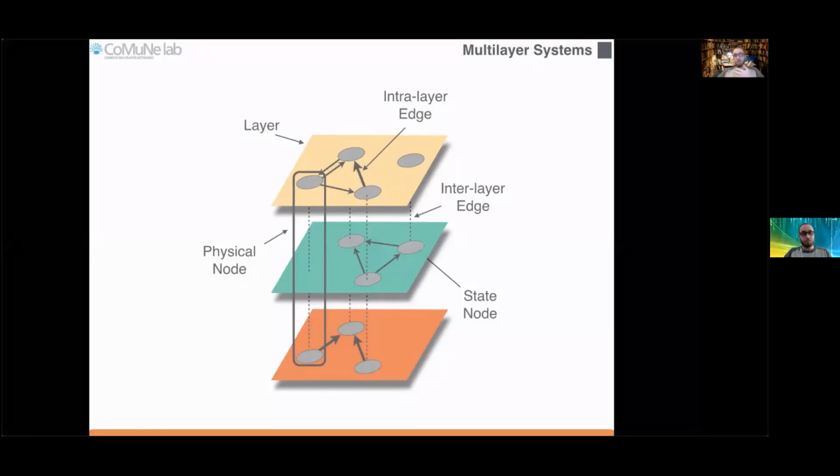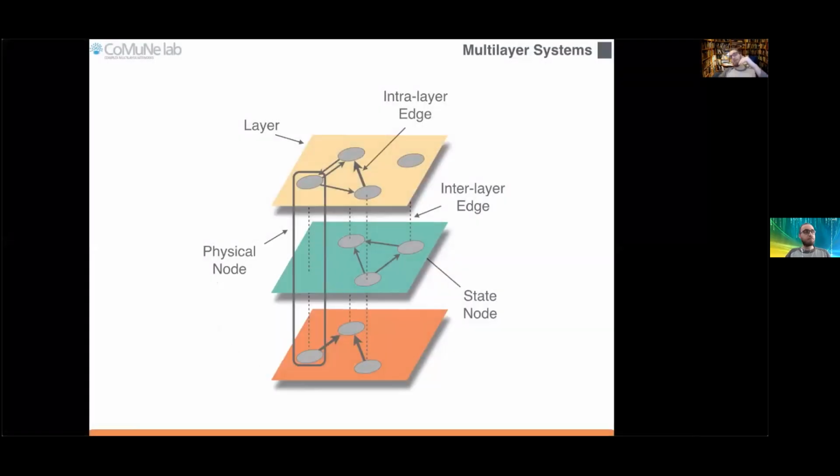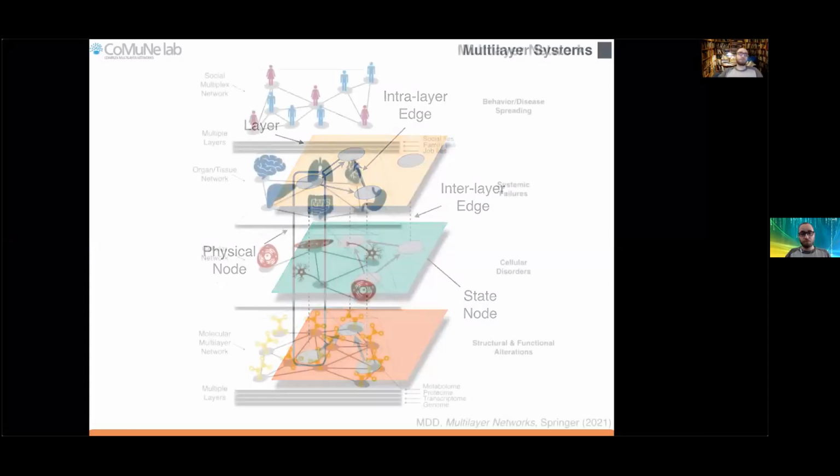Actually, if they are not coupled together at all, they act as independent networks. That's why we often call this type of system also interdependent systems. Here we usually distinguish between intralayer connectivity within the layer and interlayer connectivity across the layers. A single node in a layer is called a state node, and the set of all state nodes corresponding to the same node across the layers is named a physical node.